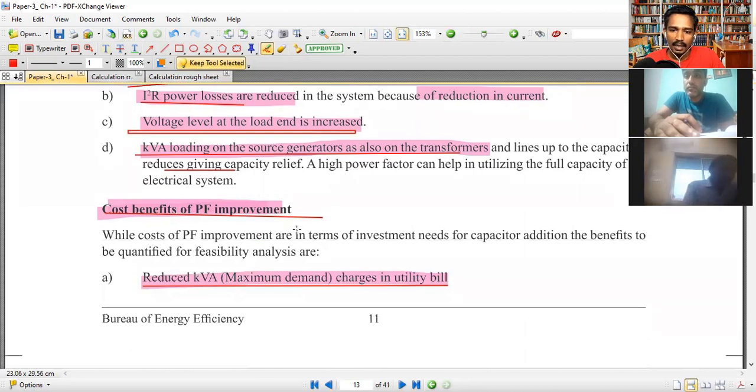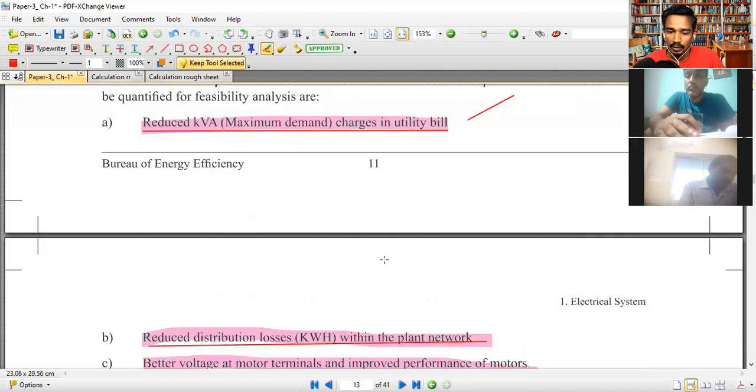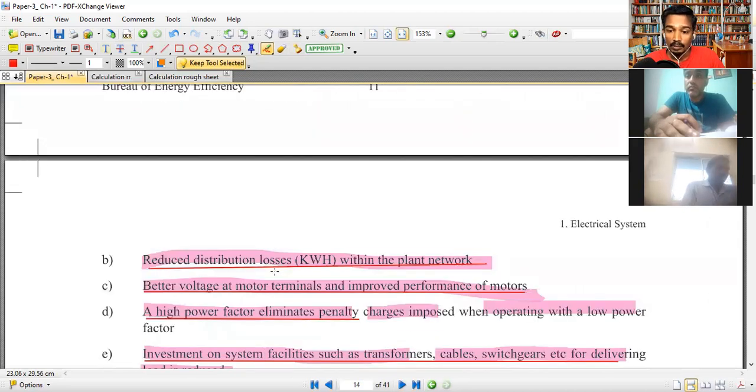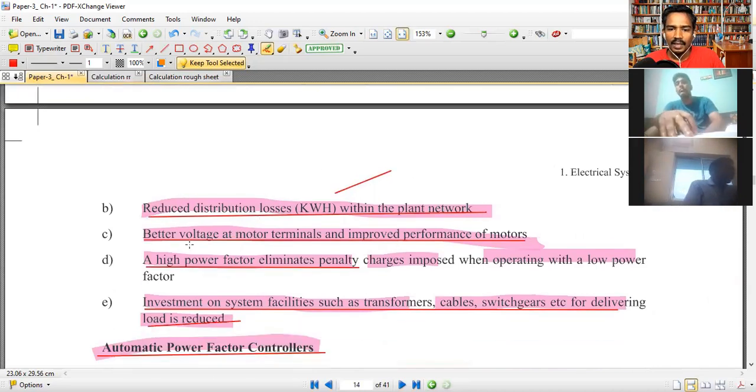What is the cost benefit? The main purpose is reducing the maximum demand, so the penalty charge also reduces. This reduces the kVA maximum demand, the charge in the utility bill, and the distribution losses, in kilowatt hours, within the plant. And there is better voltage, which is the main importance: better voltage at the motor terminal, so motor performance also increases. With a high power factor, they reduce the penalty charges and give incentives.